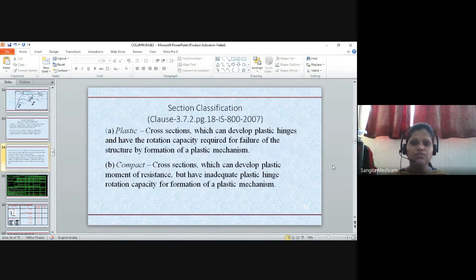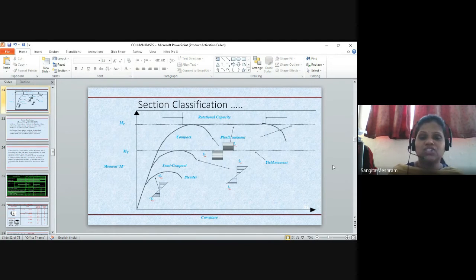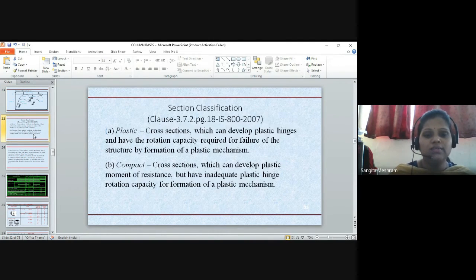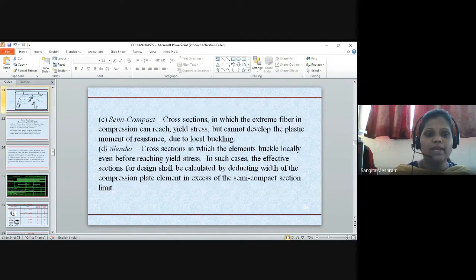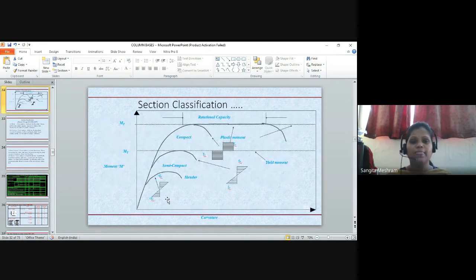So these are the four section classifications. Just see in this figure, slender section is there, semi-compact section is there, compact section, okay, and the plastic section. Just see the figure: plastic, compact, semi-compact, and slender section. Okay, this is the moment capacity M, this is the yield moment, and the plastic moment MP.